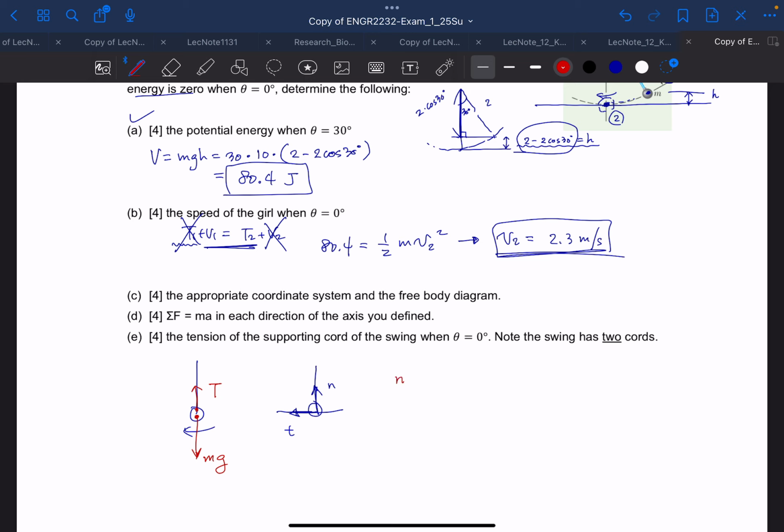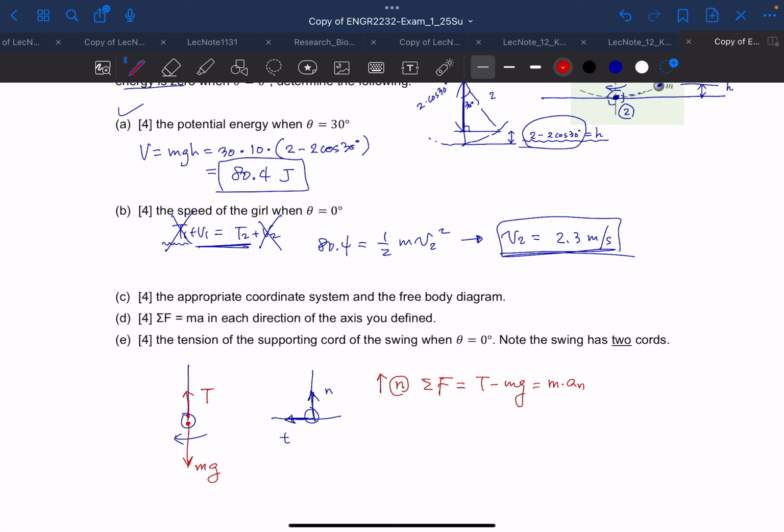Therefore, along the n direction, where going up is my positive, sigma F is going to be T minus mg, and that's going to be m times a of n, right? So using this, T is going to be mg plus m times a of n. What's this a of n? That guy is v squared over rho, right? So m v squared over rho.